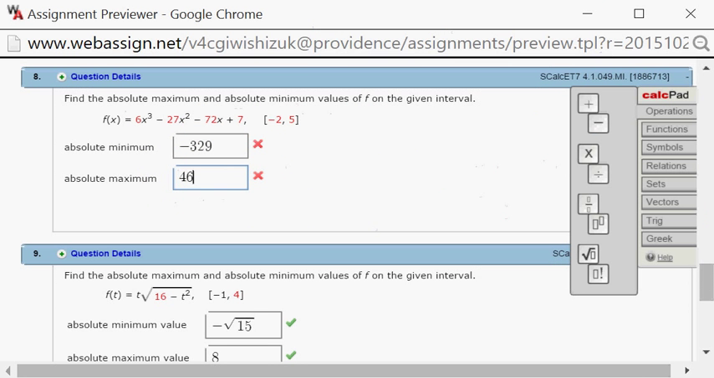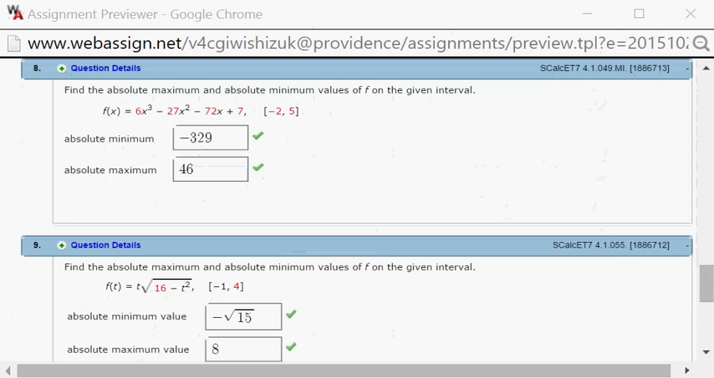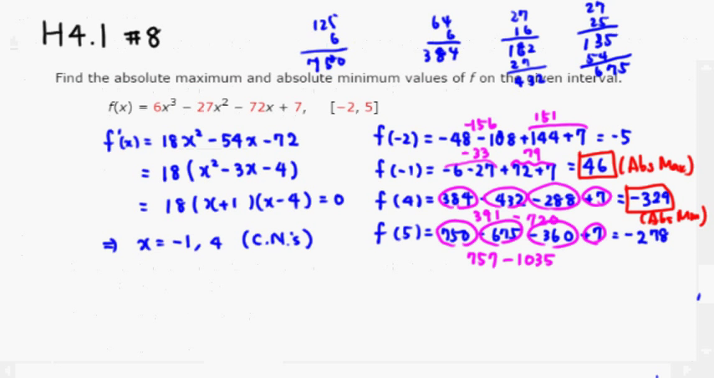So let's check the answer. It came back, and it looks like we got this one correctly. So that's it. I hope that this was clear.